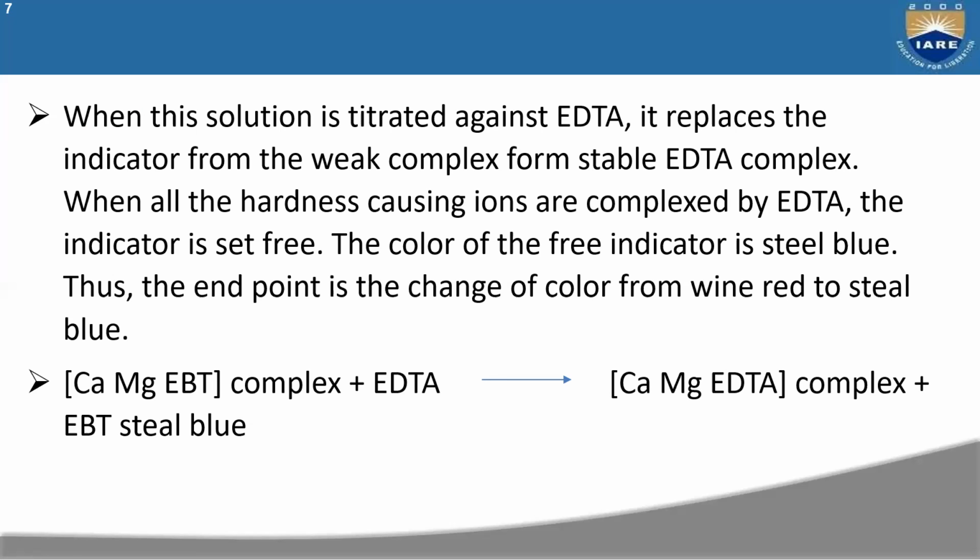Later we have to titrate with EDTA. So we get the calcium magnesium EDTA complex, which is a stable complex, and the color is steel blue. When all the hardness causing ions are complexed by EDTA, the indicator is set free. The color of the indicator is steel blue. Thus, the end point is the change of color from wine red to steel blue. Okay.